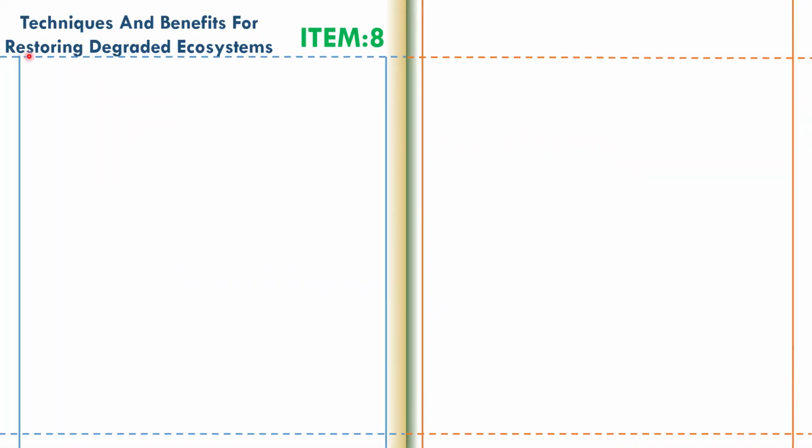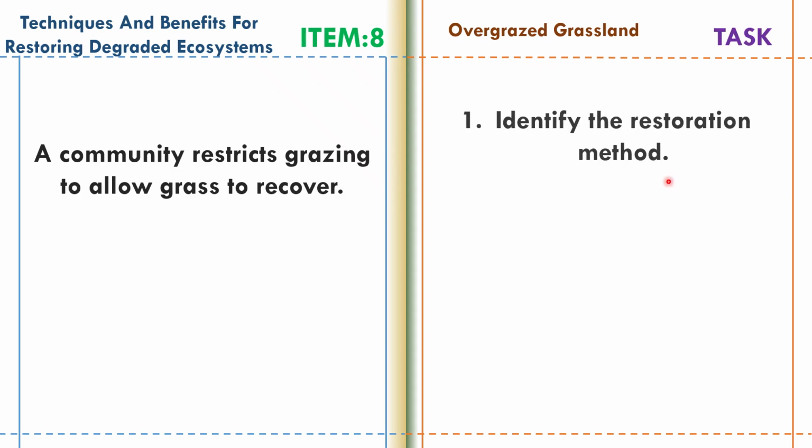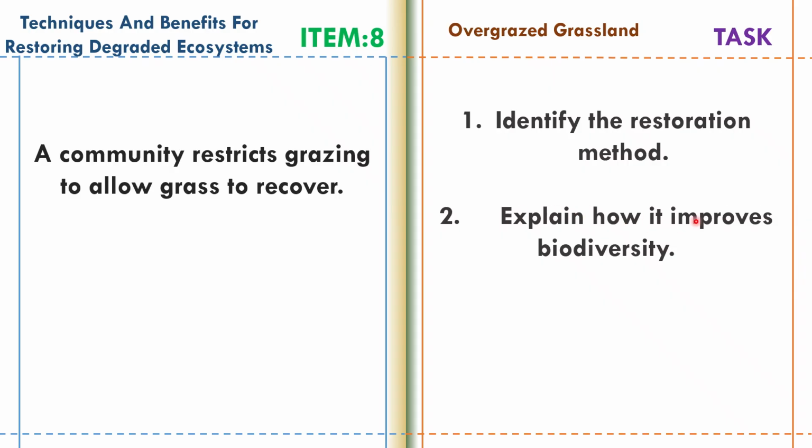Techniques and benefits for restoring degraded ecosystems. Item 8. Let's look at overgrazed grassland. A community restricts grazing to allow grass to recover. Task. Identify the restoration method. Explain how it improves biodiversity.